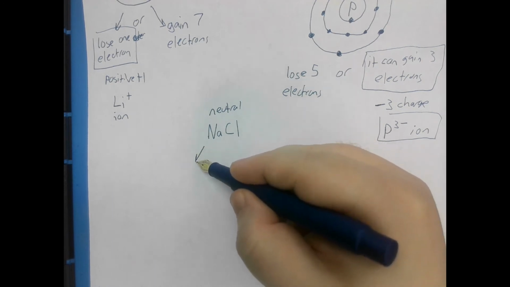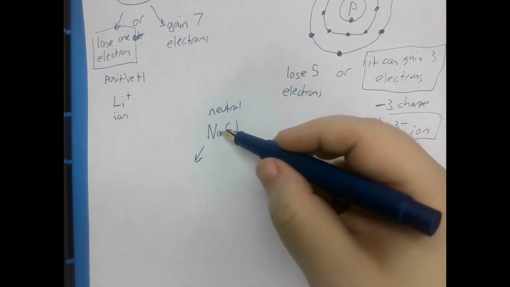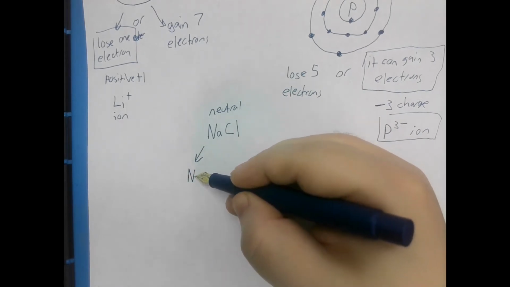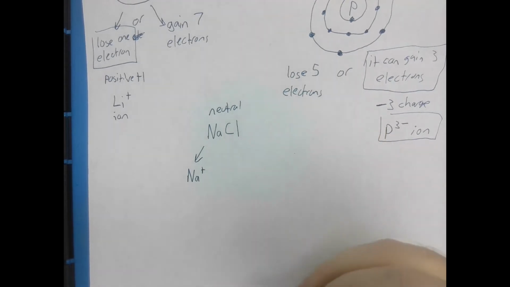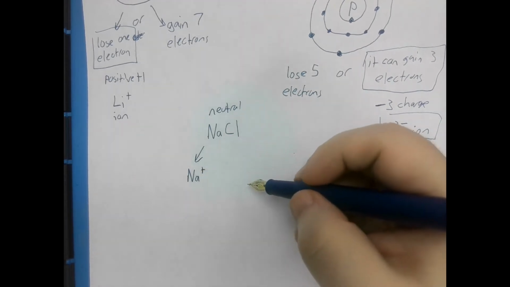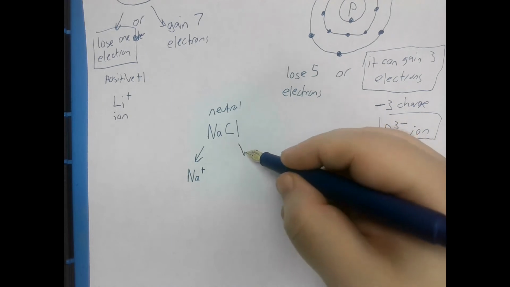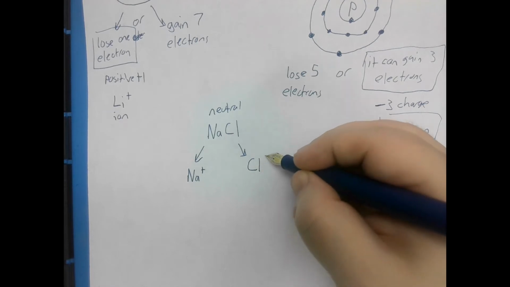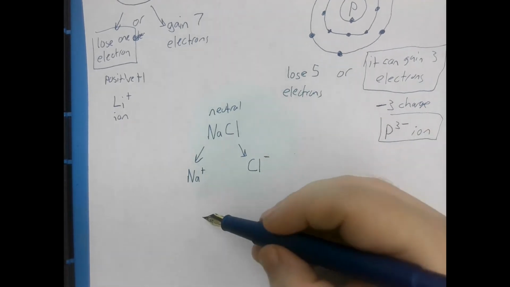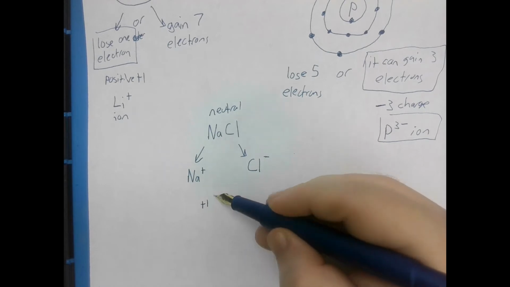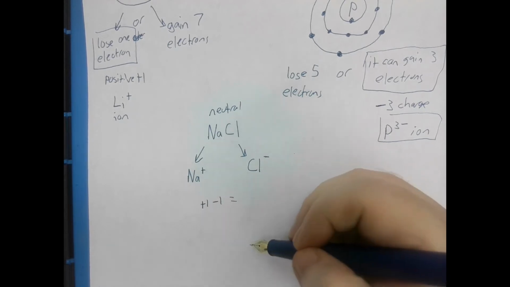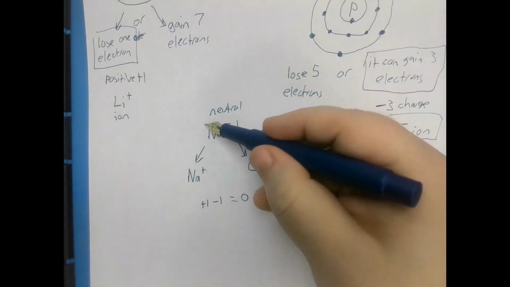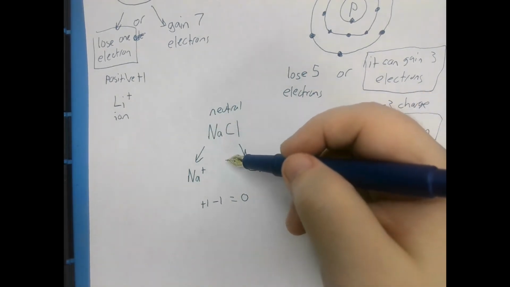But let's look at sodium. What is the charge on sodium? So plus 1, or 1 plus, and again, we don't include the 1. And what's the charge on chlorine? So minus 1. So what is plus 1 minus 1 equal to? 0. Now you know why table salt exists.